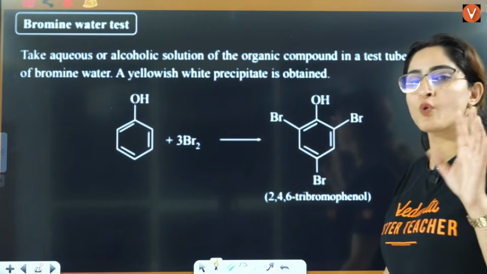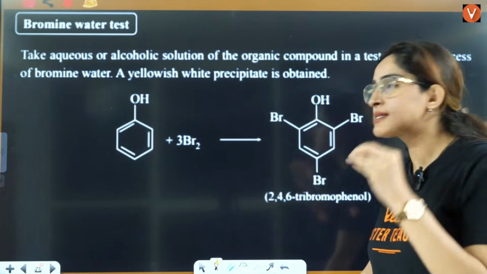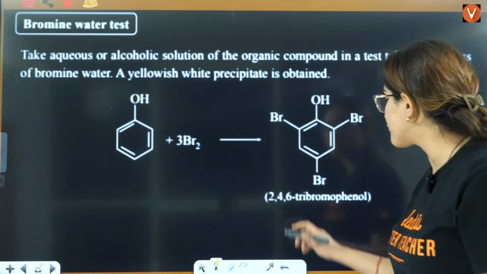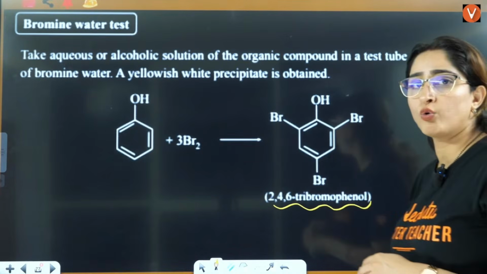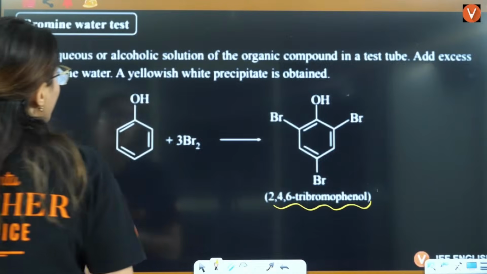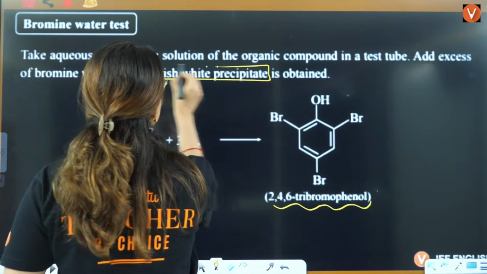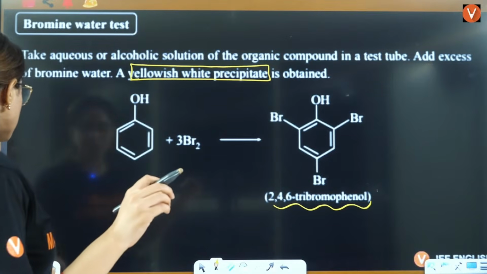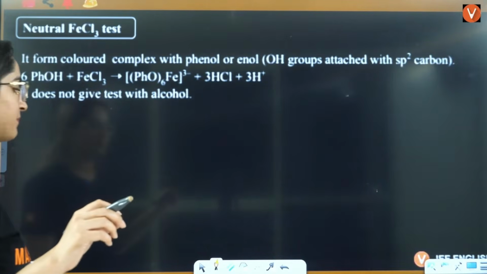Another reaction showing the presence of phenol is the bromine water test. When you react phenol with bromine, you get white precipitates, or yellowish white precipitates of 2,4,6-tribromophenol. That means phenol is present here.